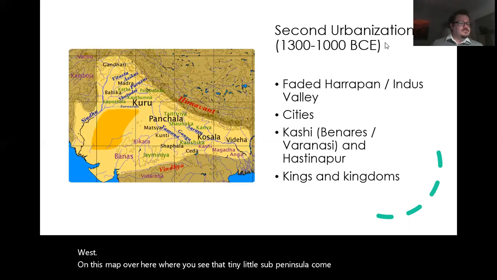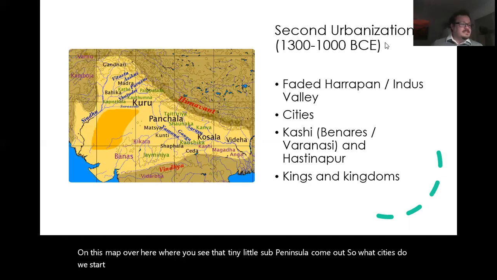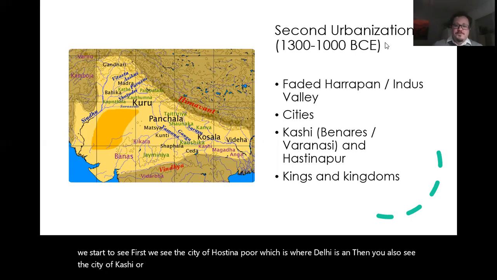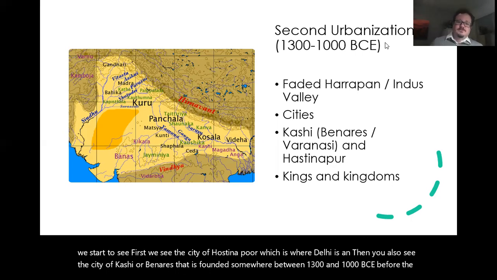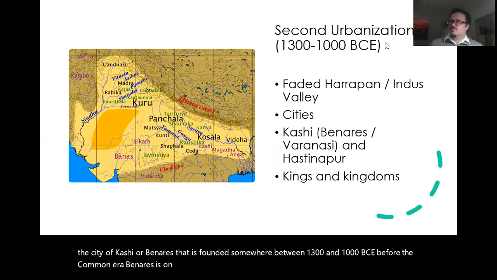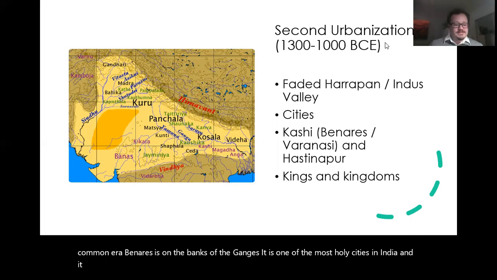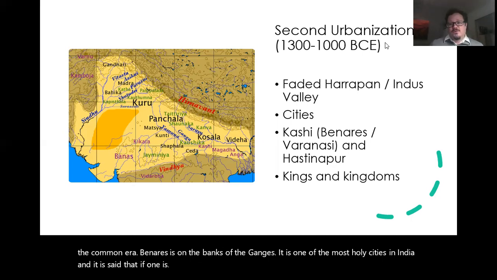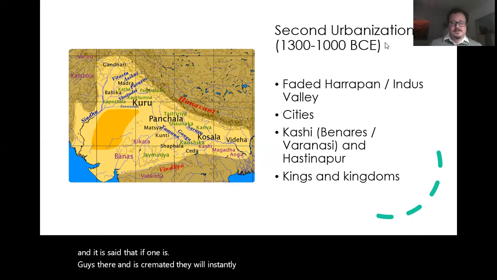So what cities do we start to see first? Well, we see the city of Hastinapur, which is where Delhi is. And then you also see the city of Kashi, or Benares, that is founded somewhere between 1300 and 1000 BCE, before the Common Era. Benares is on the banks of the Ganges. It is one of the most holy cities in India. And it is said that if one dies there and is cremated, they will instantly become liberated.